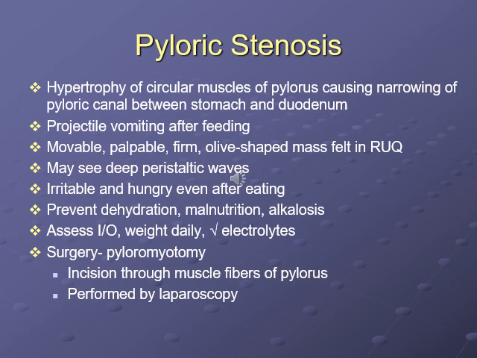Of course, we're very worried about dehydration, malnutrition. Again, if we're losing a lot of acid stomach contents with the projectile vomiting, we would expect alkalosis, metabolic alkalosis. So I's and O's, daily weights, watching those electrolytes are very, very important for these infants, who typically are at the age that we know right away are going to be diagnosed with this pyloric stenosis.